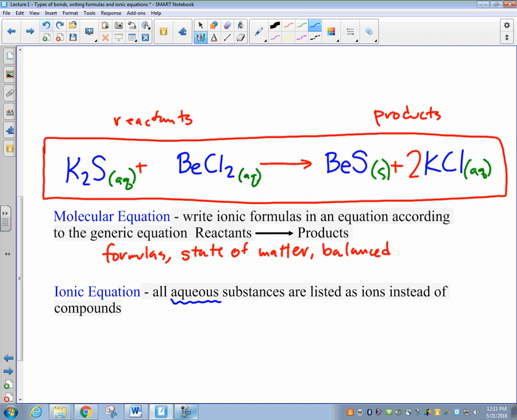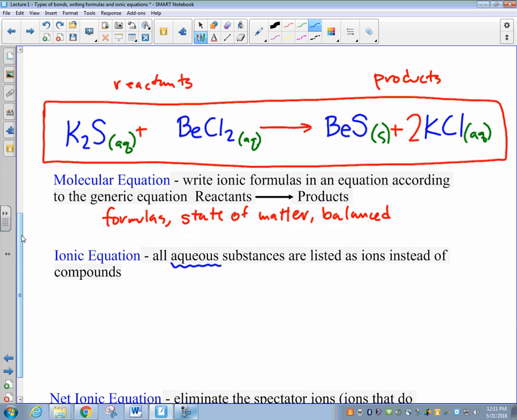And as such, a more accurate description of what's really present in the solution is not to say that I really have an aqueous solution of potassium sulfide, because those ions have separated apart. A more complete description would be that I have separated potassium ions from sulfide ions. So what we're going to do in writing this ionic equation is separate apart, that is, disassociate all of the species which are aqueous in the solution from my molecular equation. And we'll take a look at how that works now in our example.